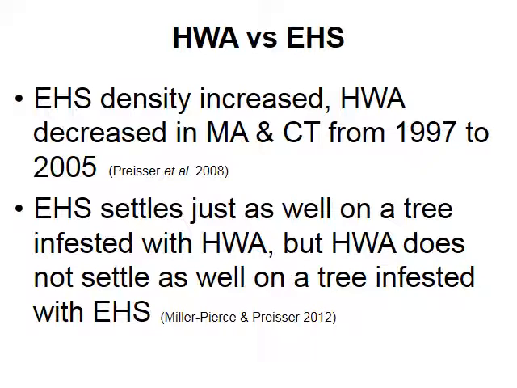A study by Miller, Pierce, and Pricer in 2012 showed that the scales settle just as well in a tree whether there are adelgids already there or not. So it doesn't seem to care whether the adelgids are there. But the adelgid does not settle as well on a tree infested with scales. If a tree is heavily infested with scales, the adelgids might have a harder time settling on that tree. This could be partly because the adelgids are so sensitive to hemlock tree health. If the scales have already declined the health of the tree, then the adelgids aren't really attracted to it, and the feeding nymphs can't survive very well on that tree.